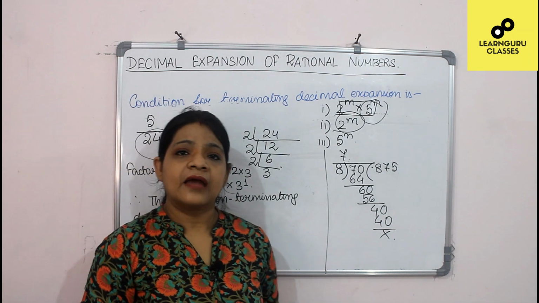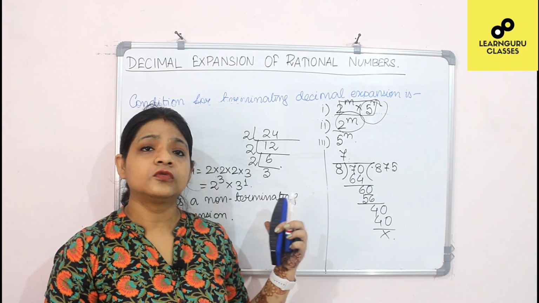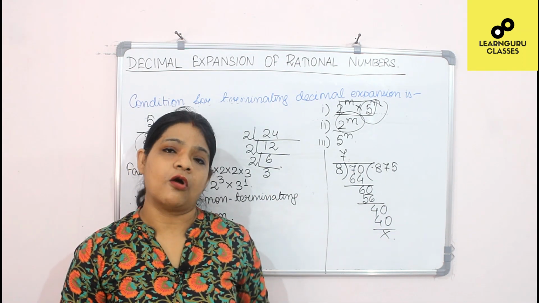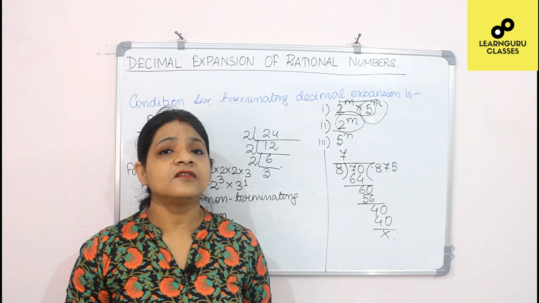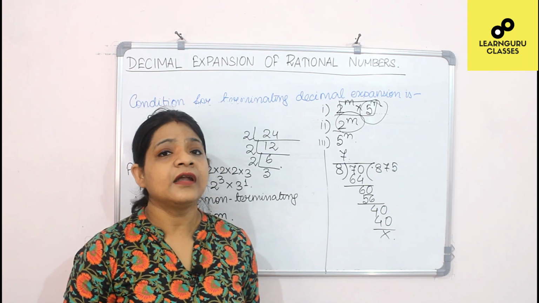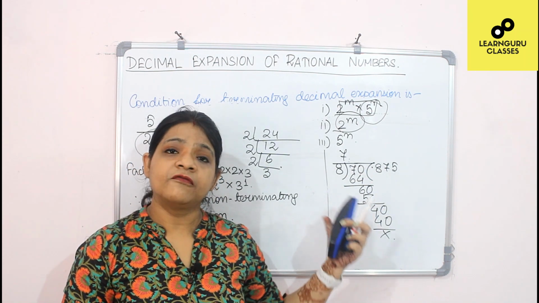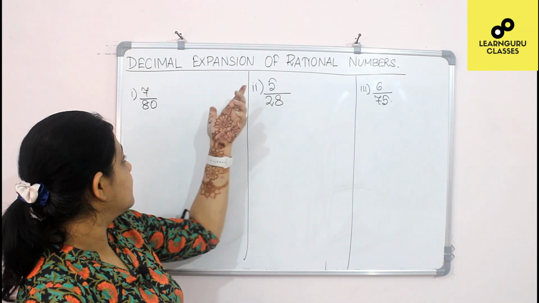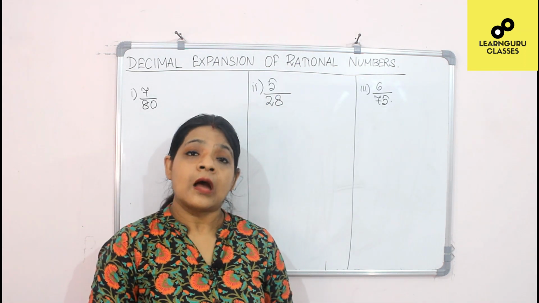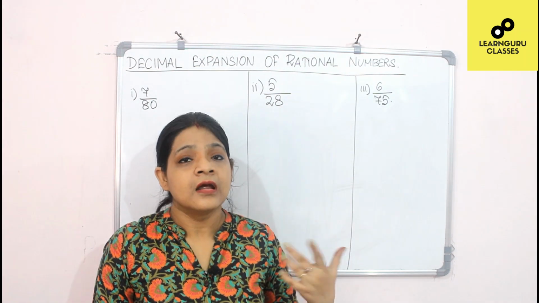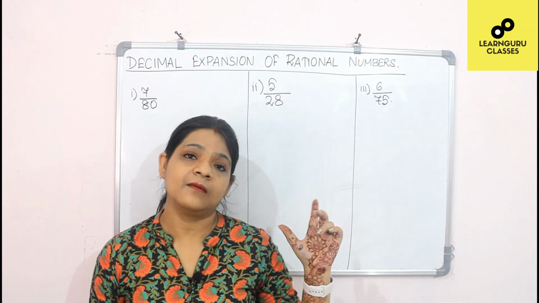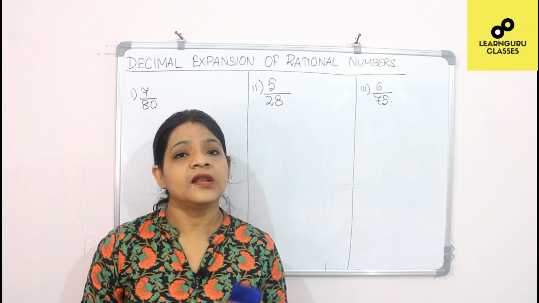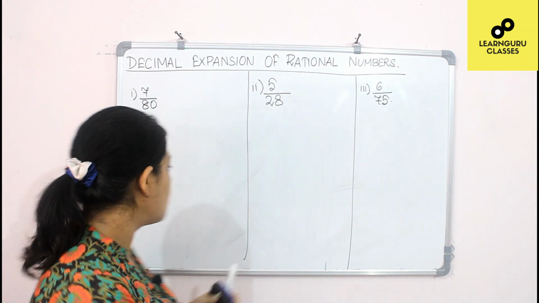I think I have taken only 2 to 3 examples to show you which one is terminating and which is non-terminating decimal expansion. So let us look into more examples so that the concept of this method is crystal clear to you. Here I have taken 3 examples to determine whether these are terminating or non-terminating by the method I have shown you.